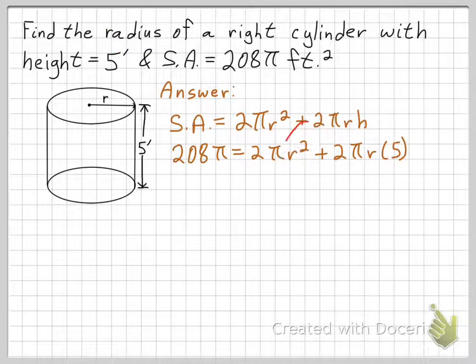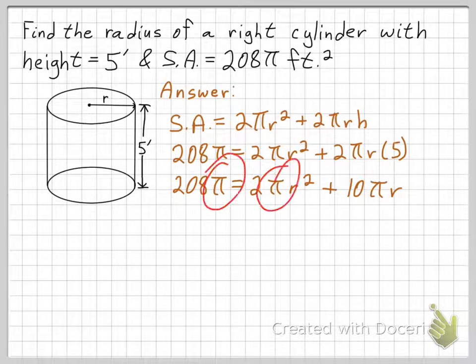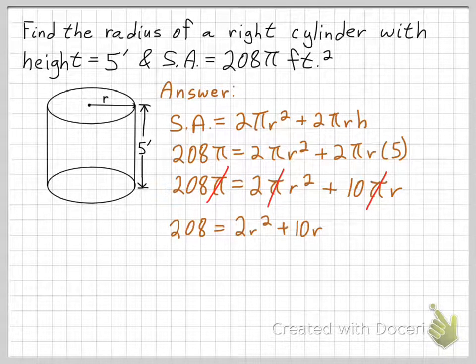But I have an r squared here, so it looks like this is going to be a quadratic equation. And by the way, it seems like we're sort of leaving geometry now, and we're getting back into Algebra 1. So you can't forget your Algebra 1. Simplifying further, all I did was multiply 2 times 5 and get 10 pi r. Now I'm noticing that there's a pi in every term, so I can divide out pi in every term and still have an equivalent equation. It's 208 equals 2r squared plus 10r.